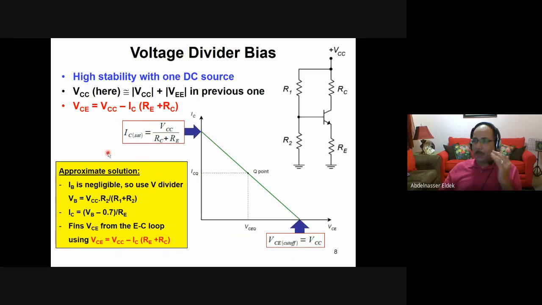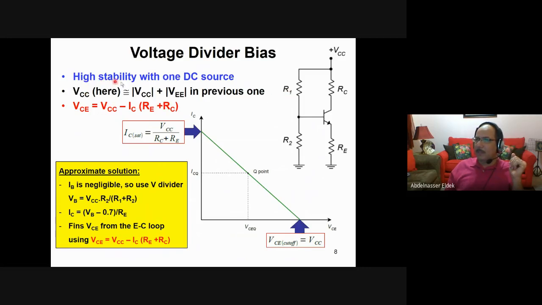Okay, there are two methods here to solve this circuit. One is approximate, and one is almost exact. You can also have an exact solution, but believe me, the difference is not much. Let us see first the approximate solution. How can we do that?